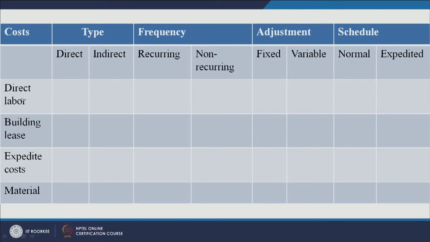So, if I ask you, direct labor cost is what? Is it direct type or indirect type? It's very simple, right. Direct labor cost is direct type, right. Is this recurring or non-recurring? Labor cost is recurring cost or non-recurring cost? It's a recurring cost, right. You will have to pay workers every month, right. Is it fixed or variable?